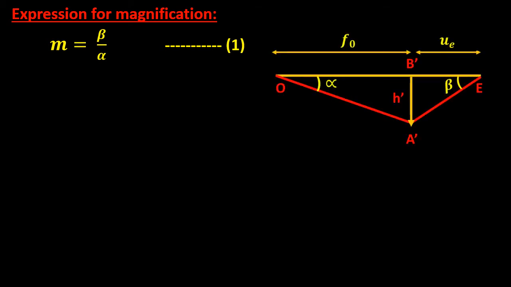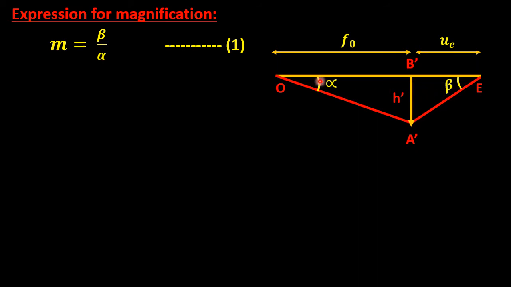Now from the above ray diagram, let us derive an expression for magnification when the final image is formed at the least distance of distinct vision. Also we have defined magnification in terms of angle alpha and beta, which is m equals beta by alpha. So let this be equation number 1. And here also I have taken a small part of the ray diagram, mainly focusing on the angle alpha, beta and A'B'.